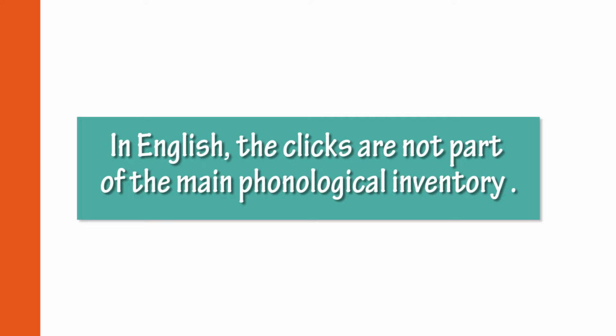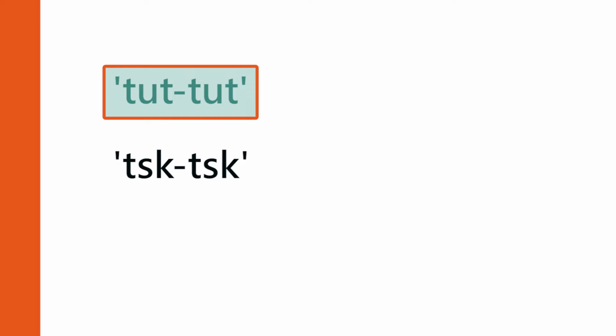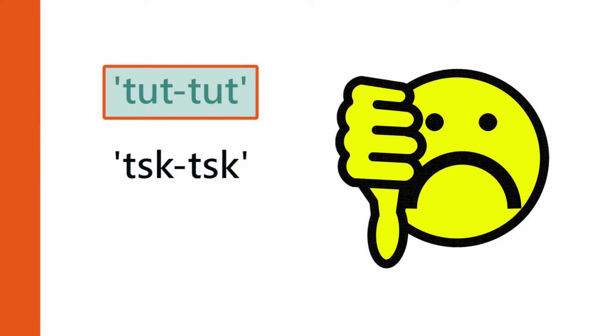In English, we have clicks, but they are not part of the regular phonological inventory. But there are certain sounds, like interjections, that English speakers make that use clicks. Two obvious examples are the word that, if you want to spell it, you will spell it like this, tut-tut, or tsk-tsk. But that's not how you pronounce it. You don't read it as tut-tut. You read it as a click, and it is used to show disapproval.